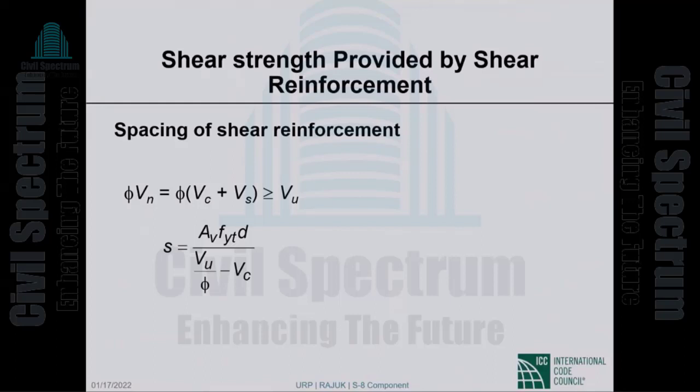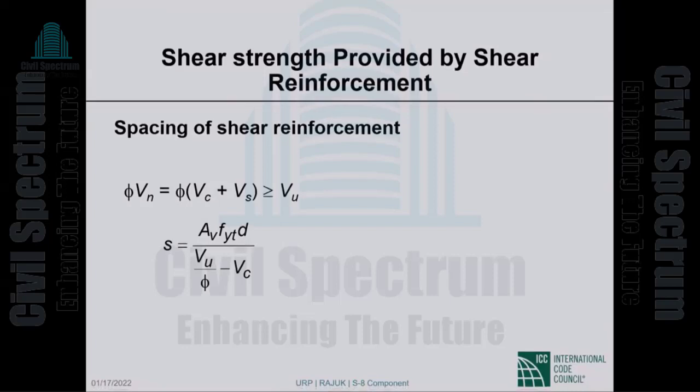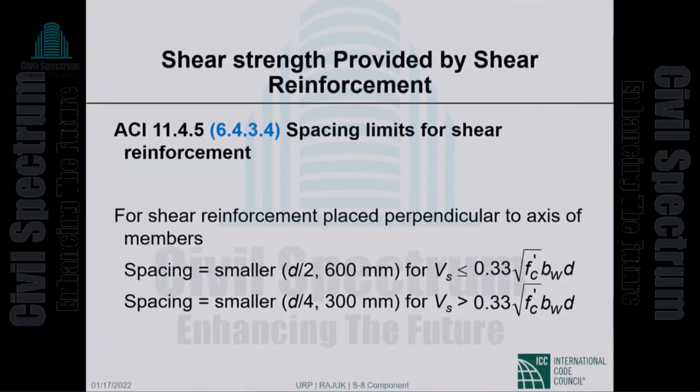So phi times V sub n, which is phi times V sub C plus V sub S, has to be larger than or equal to V sub U. That tells you the spacing you need of the shear reinforcement, spacing of shear reinforcement. These things I think are familiar to most.